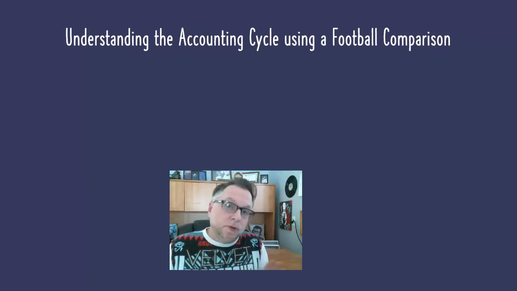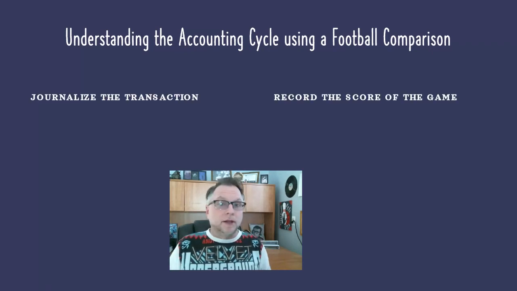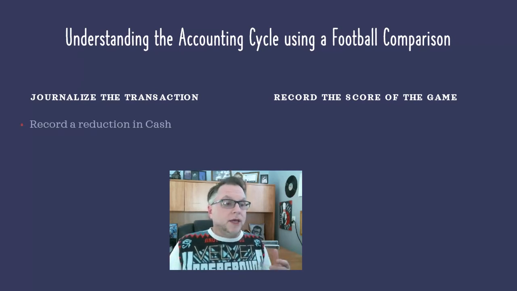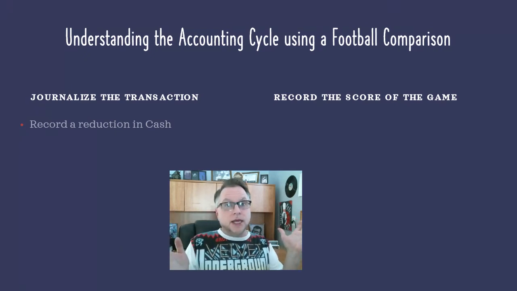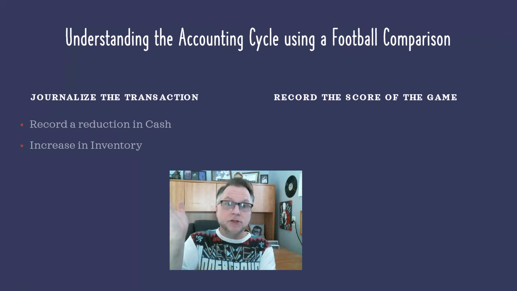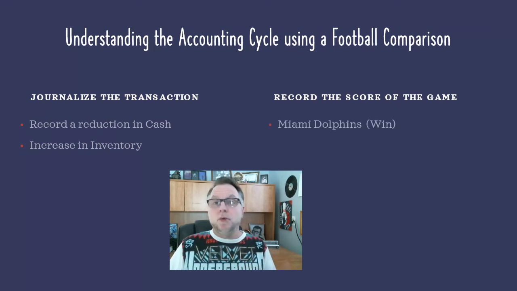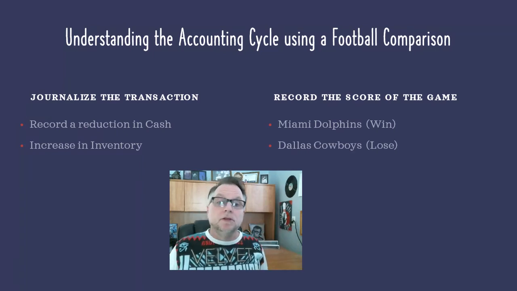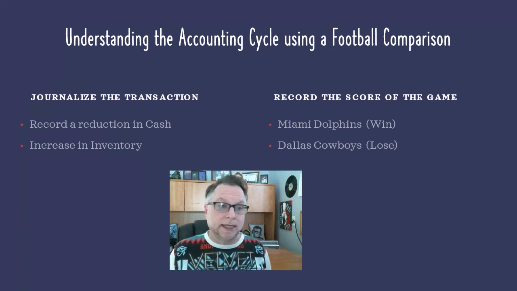So now the next step we would do in the accounting cycle is journalize that transaction. Just like in the football game, we're going to record the results of that game, who won, who lost. So in our accounting transaction, we're going to record a decrease in cash and an increase in inventory for that amount of money we paid to our vendor for that inventory. In our football side, we're going to record the win by the Dolphins. I mean, heck, the guy came out of retirement. We're going to give him the win, and the loss by the Dallas Cowboys.